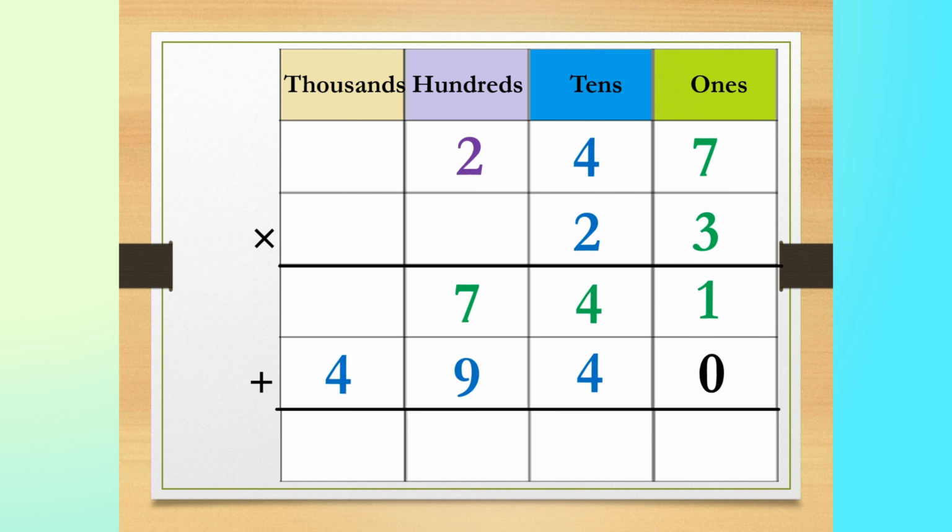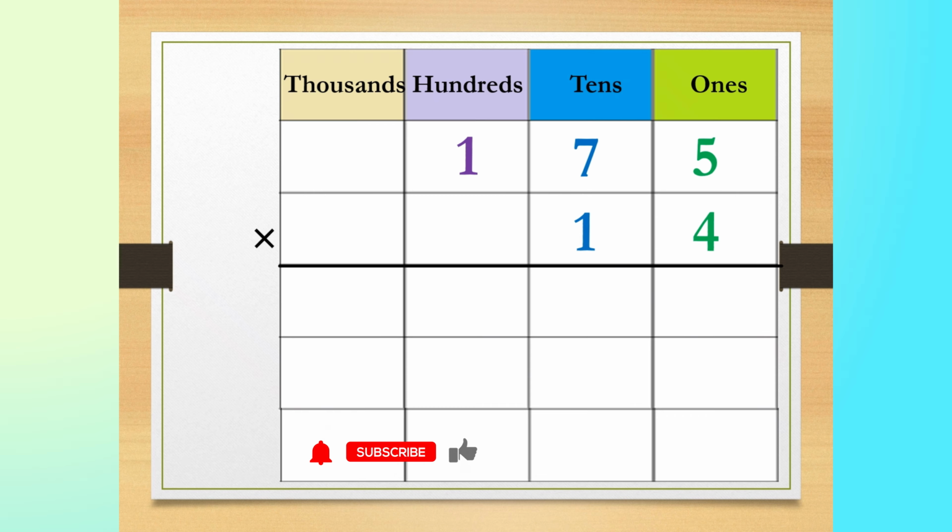Add up the partial products. 1 plus 0 is 1. 4 plus 4 is 8. 9 plus 7 is 16. Write 6, regroup 1. 1 plus 4 is 5. So the answer is 5,681.